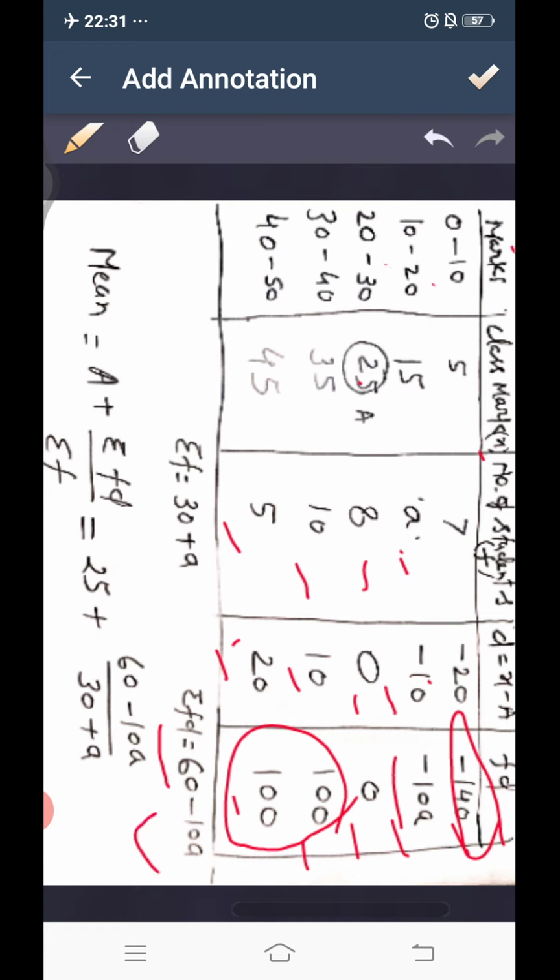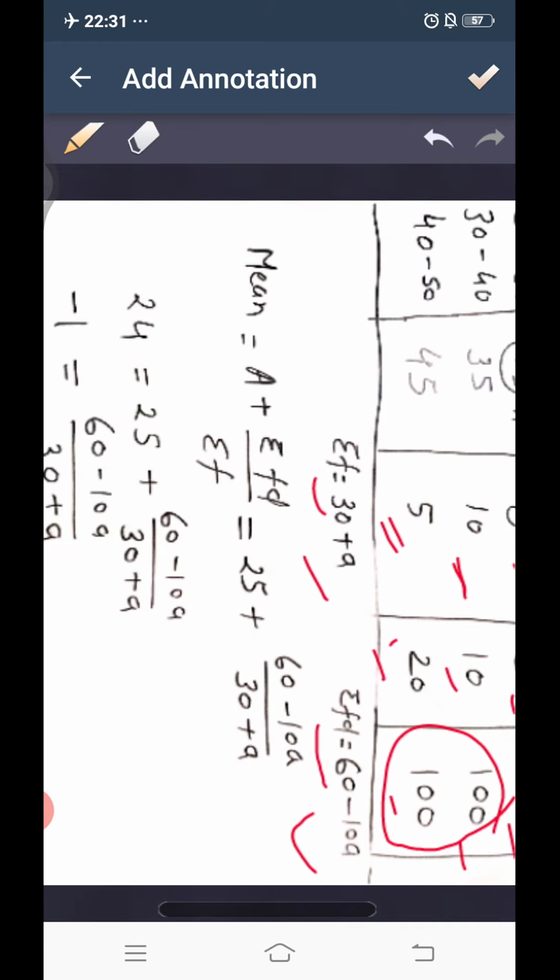Then find out sigma F, sum of frequencies. So 7 plus 8, 15, 15 and 10, 25, 5, 30, 30 plus A. We have got sigma F. Now we know that mean equal to A plus sigma FD upon sigma F. A we have 25 plus 60 minus 10A upon 30 plus A. 60 minus 10A is sigma FD, 30 plus A is sigma F. So mean is given 24. So we put here 24 equal to 25 plus 60 minus 10A upon 30 plus A.